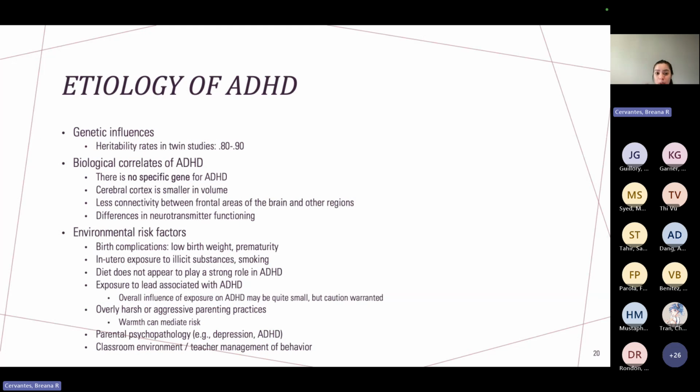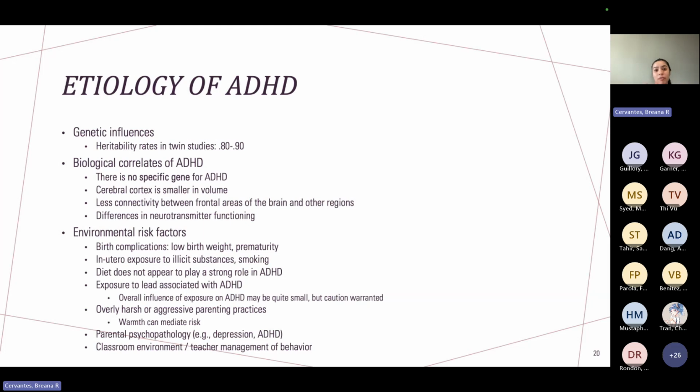So we do have genetic influences. And again, we said there are stronger genetic factors when it comes to ADHD. So heritability rates would be about 0.8 to 0.9, which is very high. Again, we think there are biological correlates. So we already looked at different brain differences.